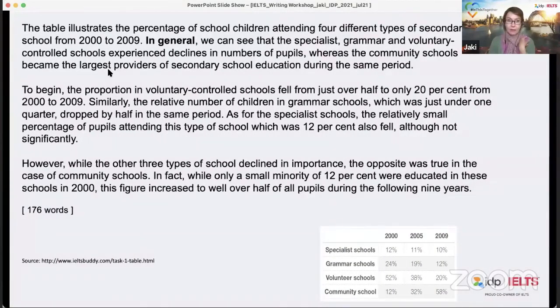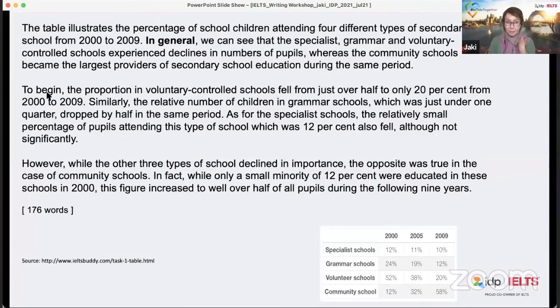All right, the table illustrates the percentage of school children attending 4 different types of secondary school. So we rewrote the topic, overview. In general, we can see that specialist, grammar and voluntary control students experience declines, whereas there's a comparing word, community school became the largest provider in the same period. Okay, so everything, no numbers. Remember, no numbers in the overview. Now we describe in detail.